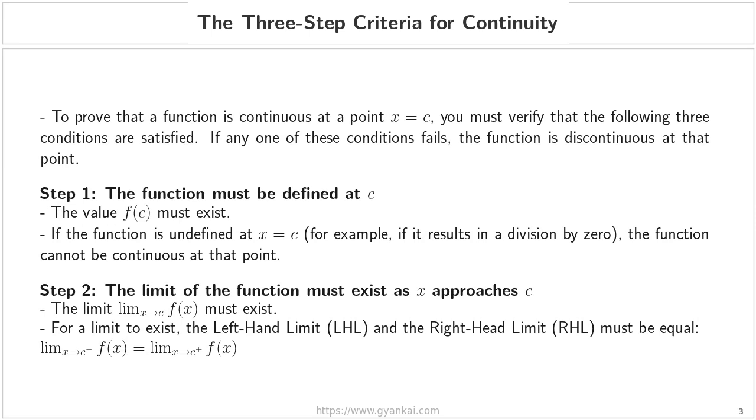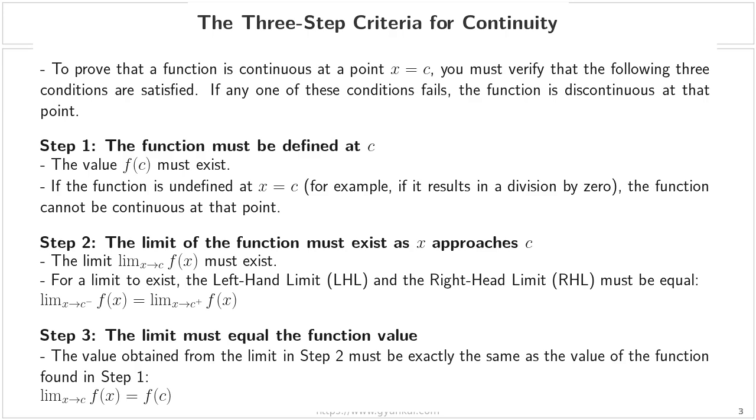Step 2. The limit of the function must exist as x approaches c. In other words, the limit of f(x) as x approaches c must be a single, finite value. To verify this, we must ensure that the left-hand limit and the right-hand limit are identical. Specifically, the limit of f(x) as x approaches c from the left must equal the limit of f(x) as x approaches c from the right.